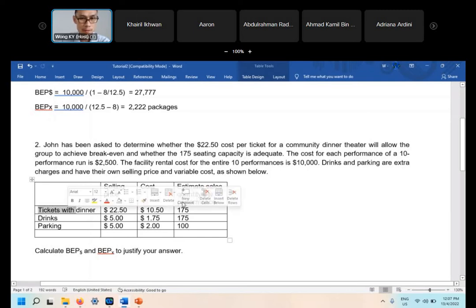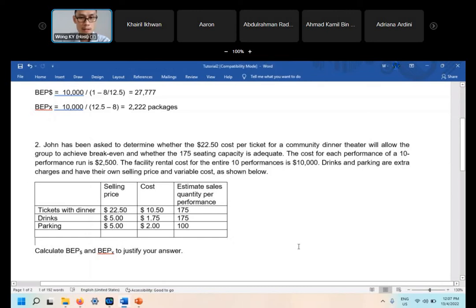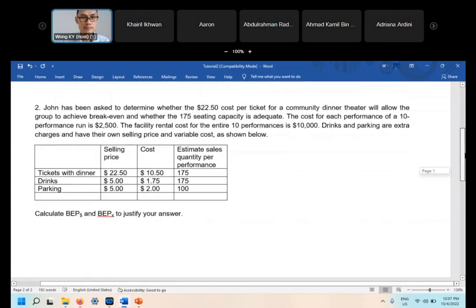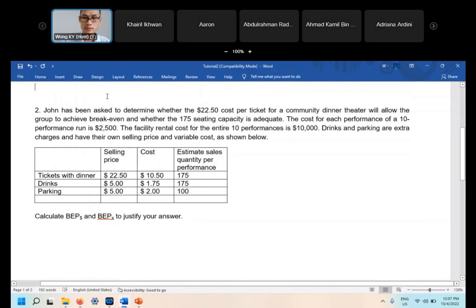So the question asks you whether this ticket price is enough to break even, and if the dinner theater only has 175 seats, will it be enough to break even? So calculate BEP in dollars and BEP in units to justify your answer. Right, so let's start. Do it. Okay, let's bring this down.